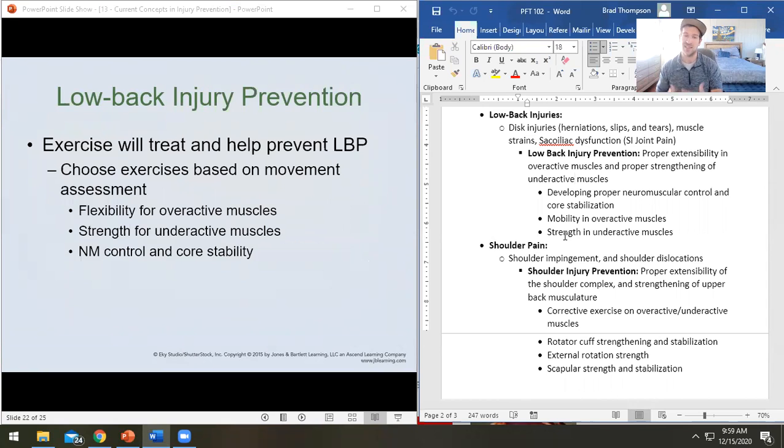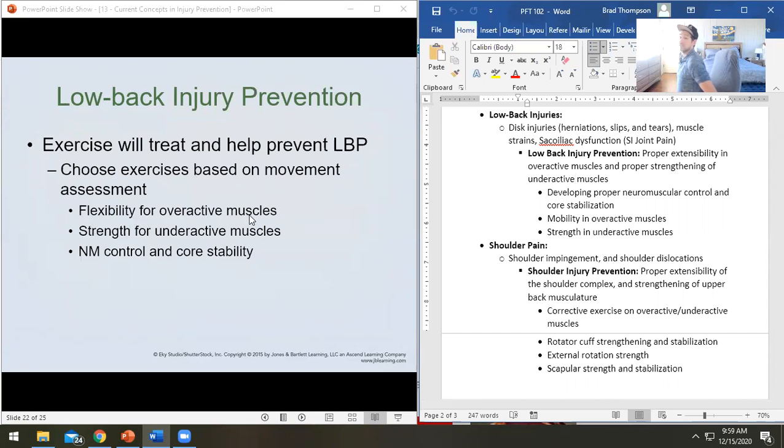Because what that does is that activates your stabilizing transverse abdominis. It activates that whole stabilization system. So strengthen, again, I know it sounds so silly because we're just repeating the same thing over and over again, but that is the answer, right? It's flexibility for your overactive muscles.